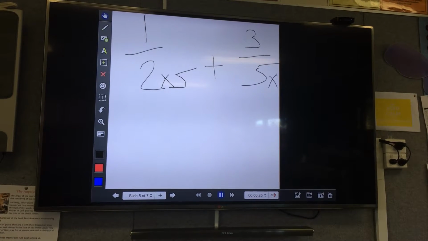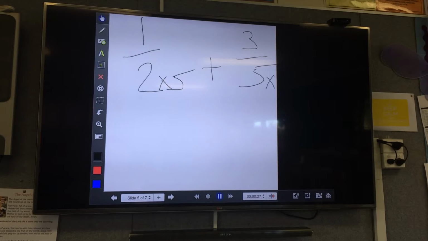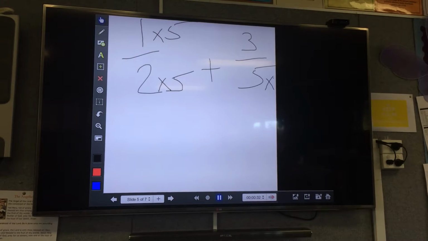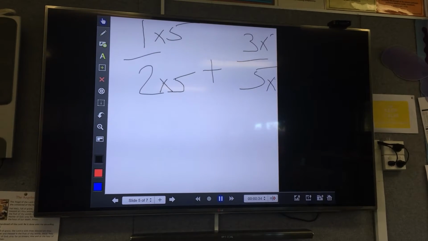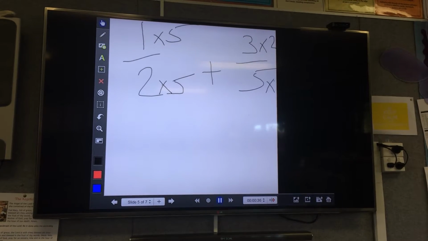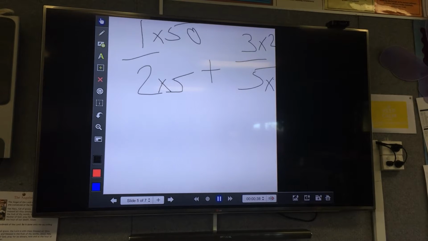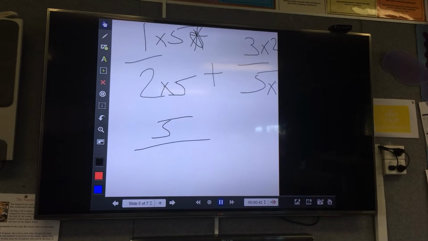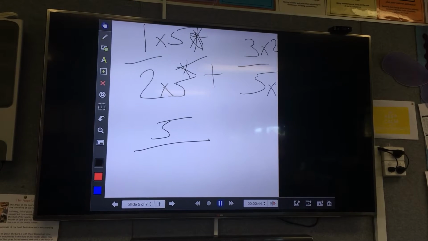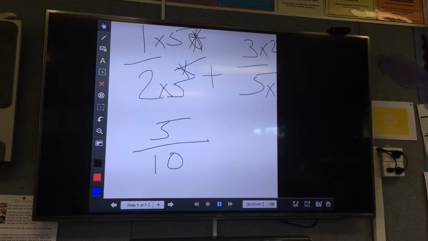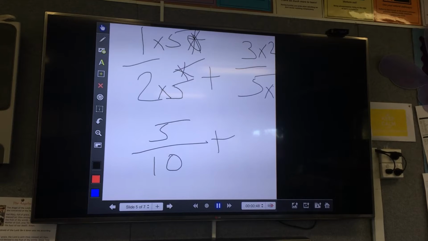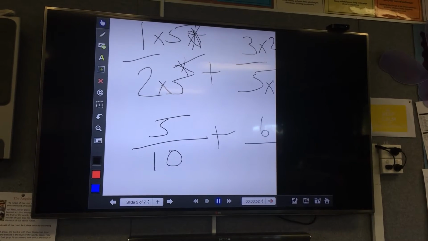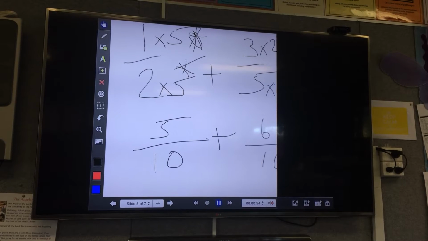Okay, so remember the rule. Whatever you do to the bottom, you have to do to the top. So 1 times 5, and that's 2. So 3 times 2. Okay, so remember, 1 times 5 equals 5. And 2 times 5 equals 10. So it'll be 5/10 plus 3 times 2, which is 6, over 5 times 2, which is 10.